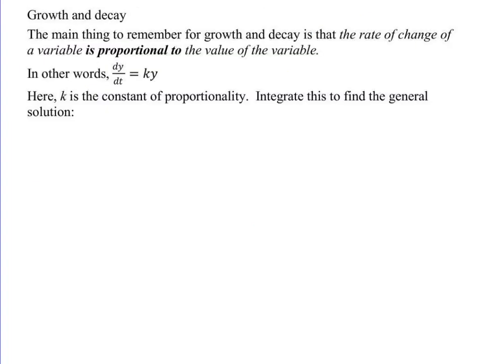All right, growth and decay. This is the crux of the whole section right here. The main thing to remember for growth and decay is the rate of change of a variable is proportional to the value of the variable. The rate of change of something is like a dy over dx type situation. But if we're calling it growth and decay, then we're talking about time. So it's not dy over dx, it's dy over dt. So dy over dt is proportional to the value of that variable, so dy over dt equals some constant times that variable.